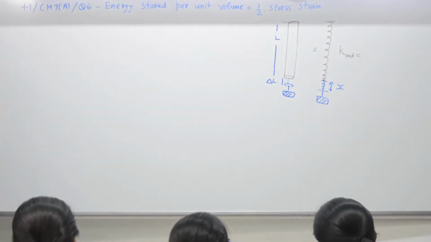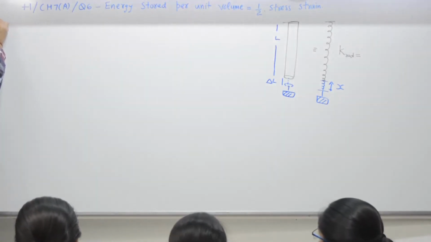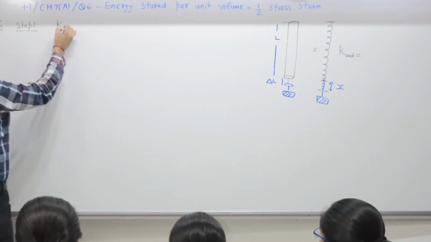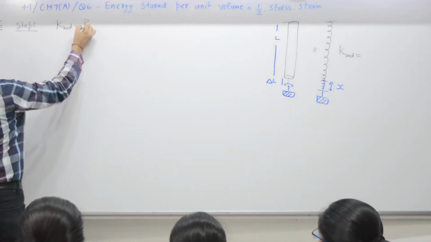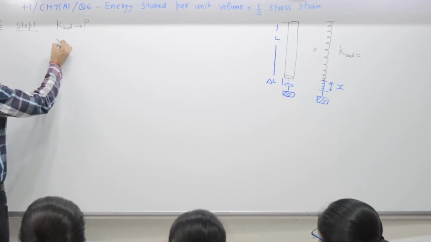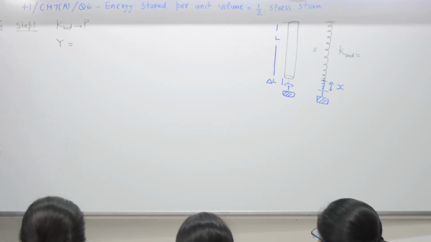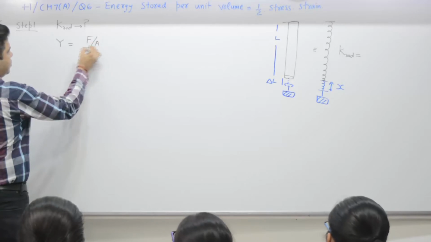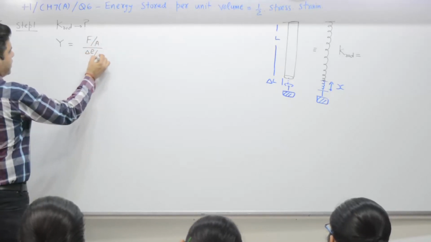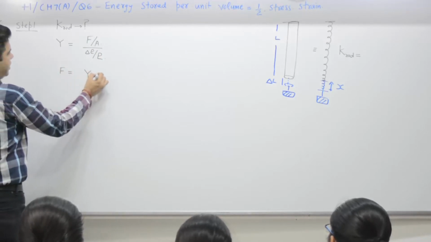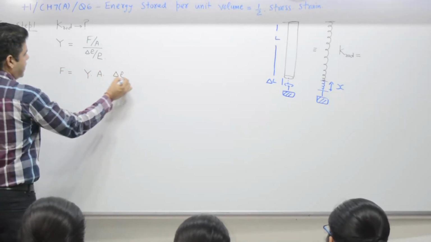Step number 1. K of rod, spring constant of a rod. Young's modulus Y of a rod is the ratio of stress to strain, longitudinal strain. F is equal to what? F is equal to Y A delta L by L.